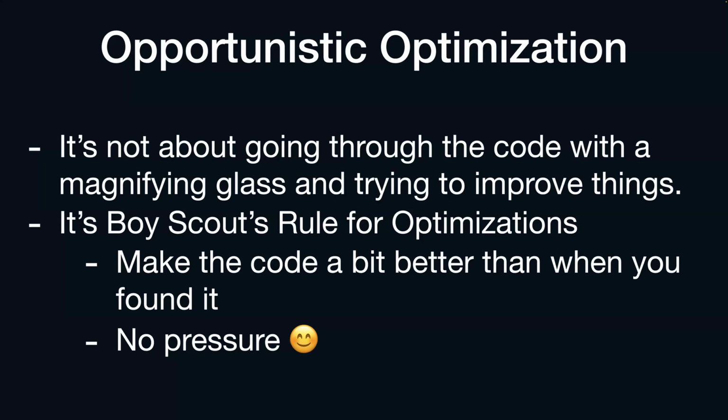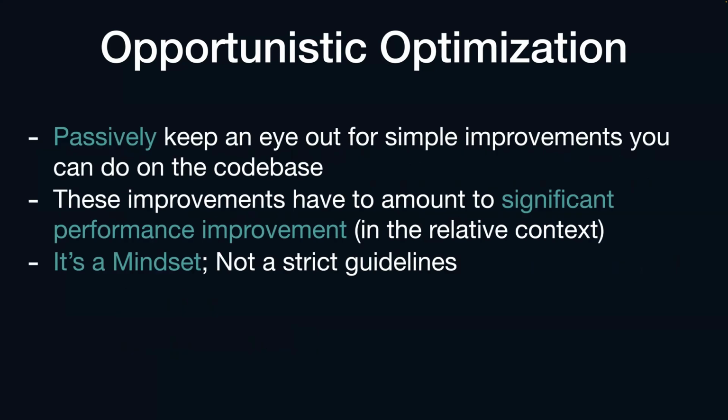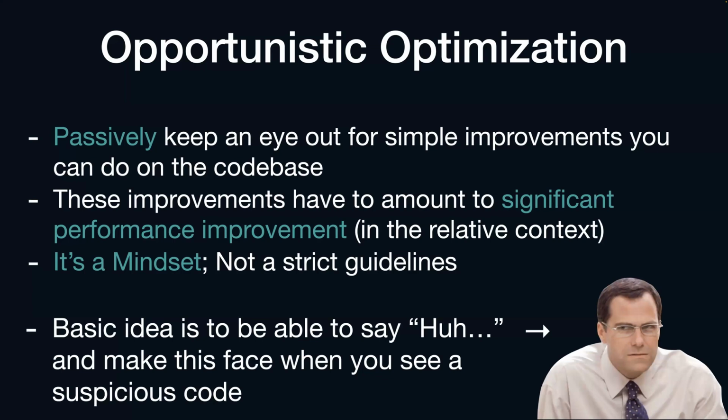You are not pressured to always improve your code base when you touch it, because that's actually impossible. This should be a really passive thing that you do when you are doing feature development or working on something in your regular work. So again, the idea is to passively keep an eye out for simple improvements that you can do on your code base. And these simple improvements have to amount to significant performance improvements, at least in the context that you are working on. Lastly, it's not actually a strict set of guidelines that you need to follow. It's a mindset that you should develop as a developer. To simplify things, the basic idea is to make that phase when you see a suspicious code segment, either that you are writing or that you are reviewing.